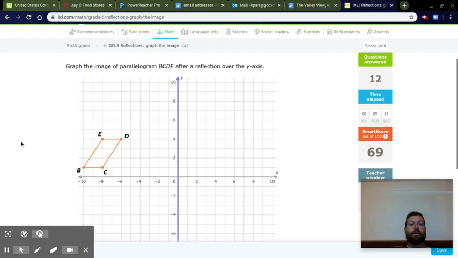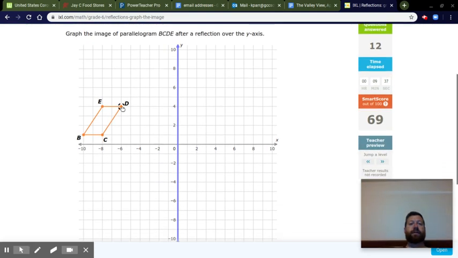Here's another one that's somewhat similar just because the shape isn't a rectangle. It says reflect this across the y-axis. So here's my y-axis. I'm going to start with point D, and I see that it is 1, 2, 3, 4, 5, 6 away. So I need to move it 6 the opposite direction. Point E is 8 spots away from the y-axis, so I'm going to move it 8 spots away. Then I'm going to look at point C, and I see that it is 8 points away from the y-axis.